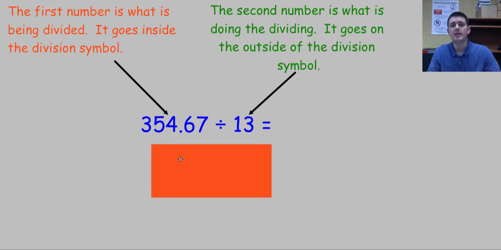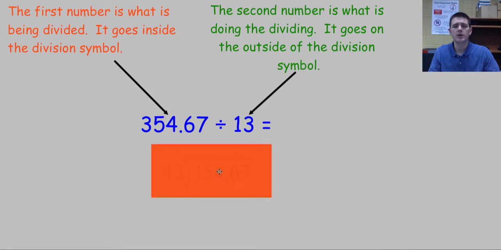First part is how to set up a division problem. A lot of our problems are going to be written out something like this: 354 and 67 hundredths divided by 13. The key is which number goes where in our division problem. So the way to remember is the first number, that's the amount we have. We have 354.67 of something. It's being divided up into 13 groups.